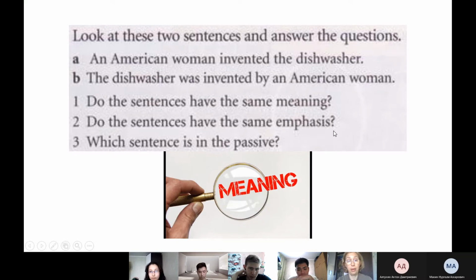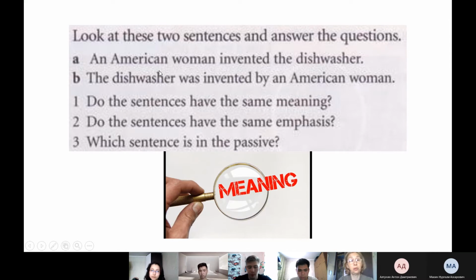Do the sentences have the same emphasis? Emphasis — выделение смысла, ударение какое-то. The emphasis in the first sentence. Нет, разные. Yes, different. The emphasis in the first sentence is on dishwasher. No, on the inventor.